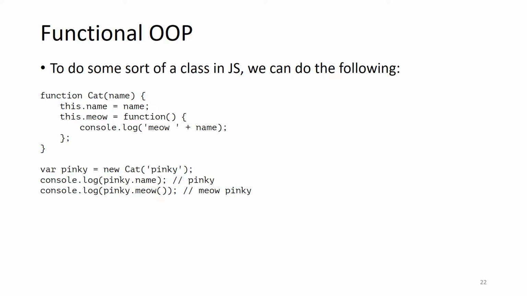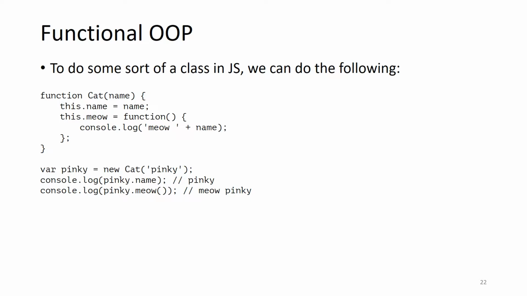If we want to do some sort of a class, you just create a function that will act as a constructor for this class. So here our constructor takes one argument, name, and it says this.name equals name. And also it defines a function. this.meow equals function meow, and look, meow uses its name.